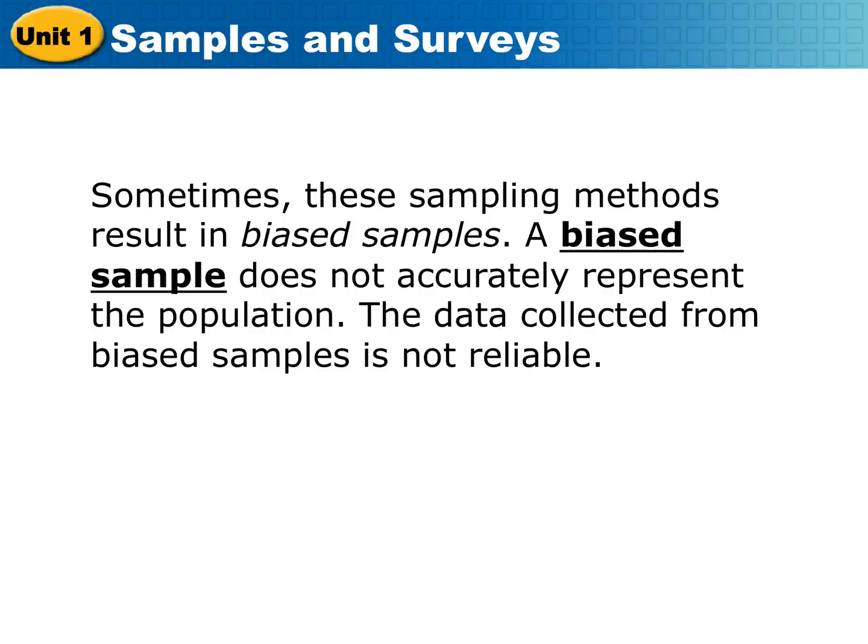Now we're going to talk about surveys and possible reasons a survey might be biased. A biased sample does not accurately represent the population. The data collected from biased samples is not reliable. This is a way that statistics can be used to sway an opinion or say something's true, but based on the biased survey, it's not as true as they make it sound.